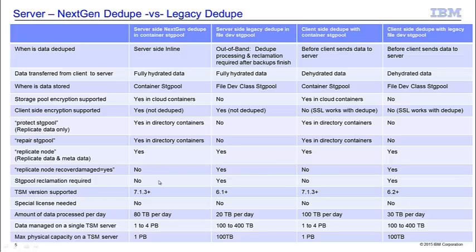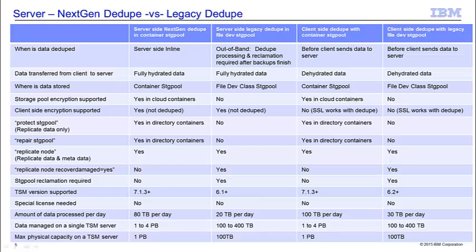Storage pool reclamation is not used on containers, but that will still be used on your legacy file device class storage pools. The TSM version that's supported, you have to be at version 7.1.3 in order to use the NextGen dedupe. And in order to use server-side, it has to at least be a 6.1 server, or 6.2 in order to use the client-side dedupe. There are no special licenses needed in the Tivoli Storage Manager server or Spectrum Protect server to use either the NextGen or the legacy dedupe.